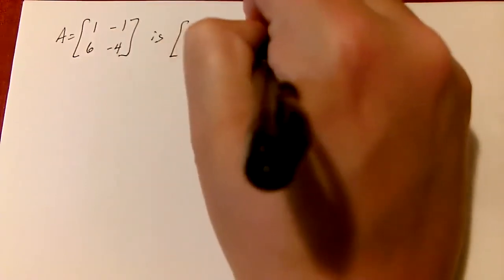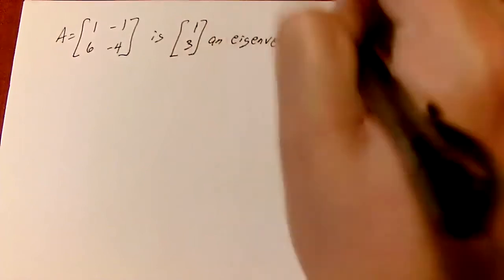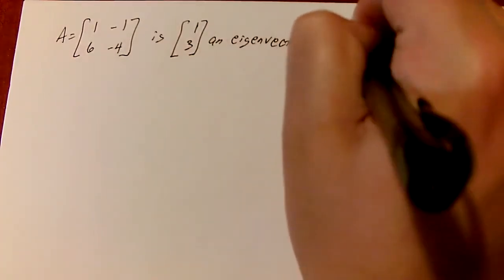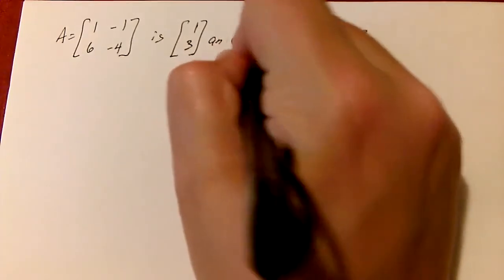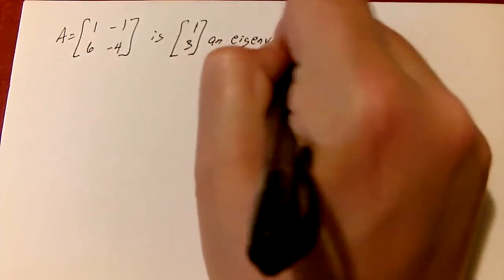Get it in the picture there for you. I've got a matrix A, and this matrix A is [1, -1; 6, -4]. And I want to know, is the vector (1, 3) an eigenvector of A?